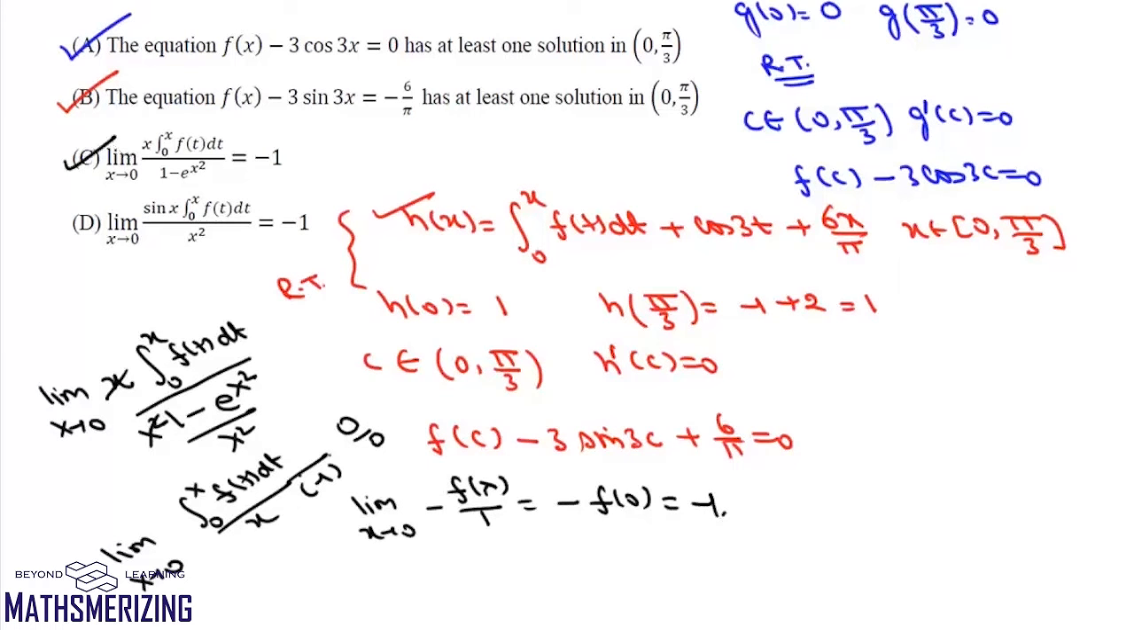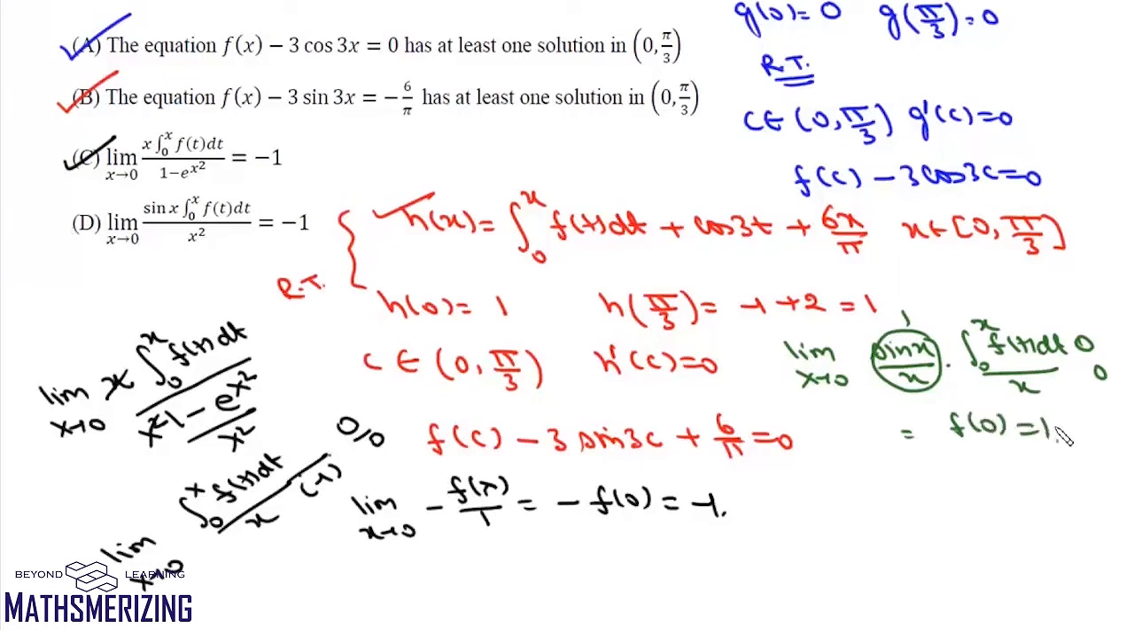Now if we look at this option D, then we can write limit x tends to 0. Now this is sin x upon x and then this integral from 0 to x of f(t) dt upon x. Now this is a standard limit 1 and this is 0 upon 0 form. So again if we use L'Hopital's rule, it will be f(0) and f(0) is 1. So this value is actually 1 and not minus 1. So option D is incorrect. So the correct options are A, B and C.